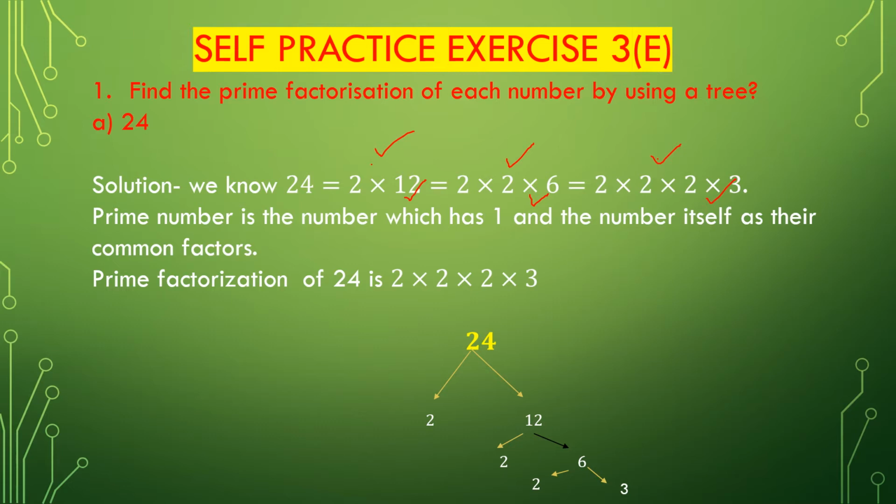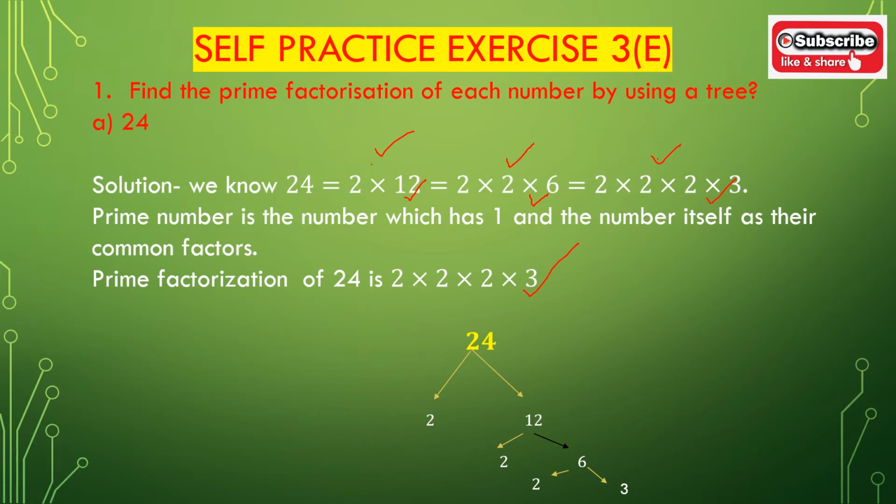We know a prime number is a number which has 1 and the number itself as its only factors. Here the prime factors of 24 are 2 and 3. Both 2 and 3 are prime factors, so prime factorization of 24 is 2 multiplied with 2 multiplied with 2 multiplied with 3, and we have to represent this using the prime factor tree.